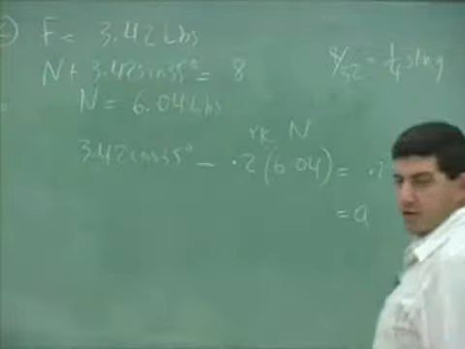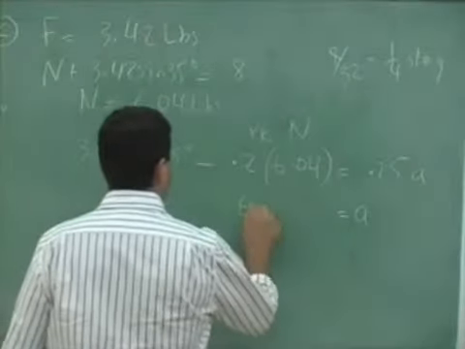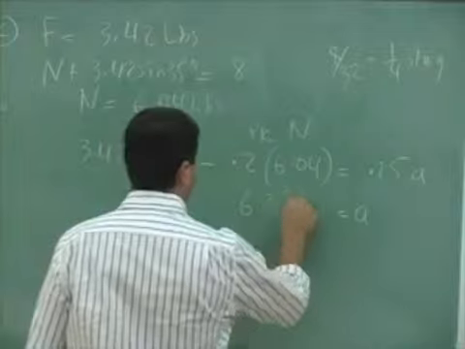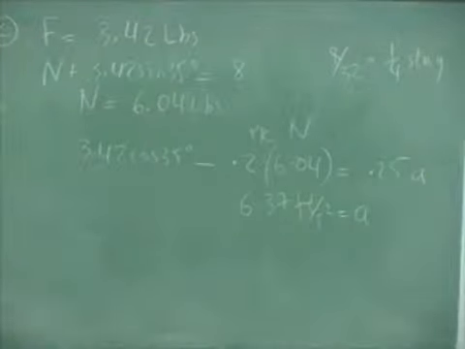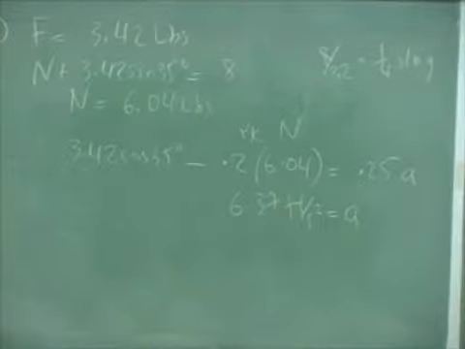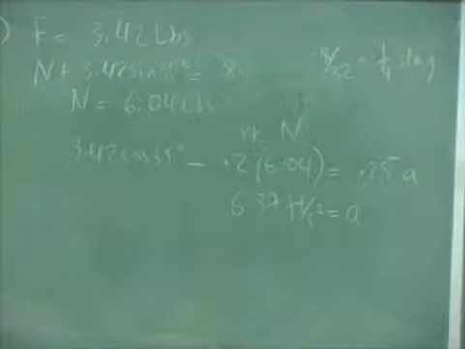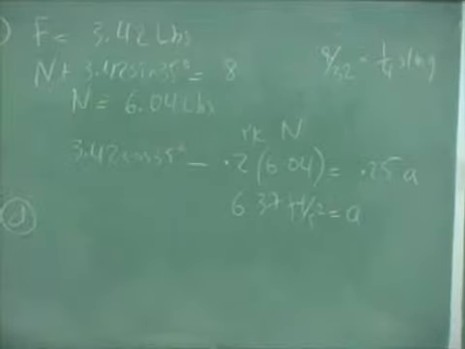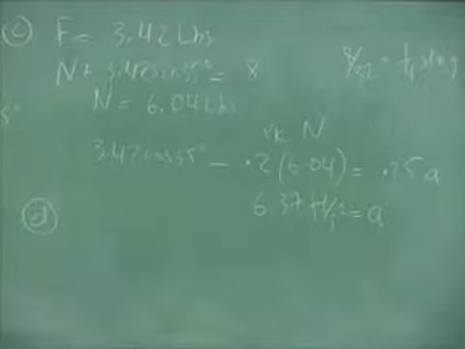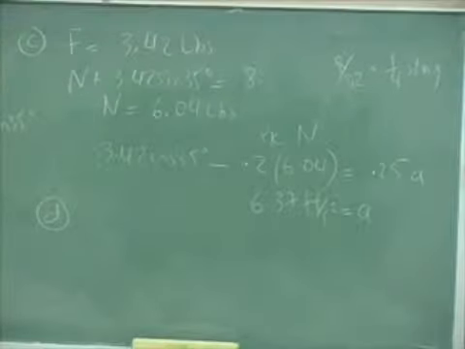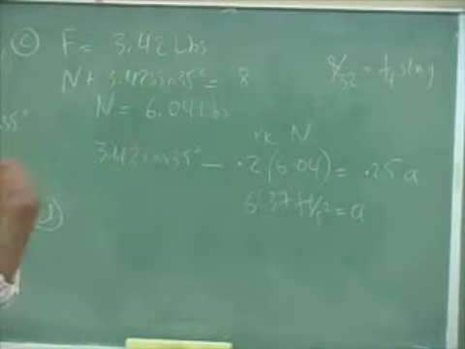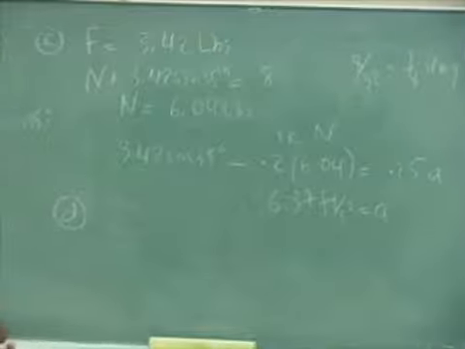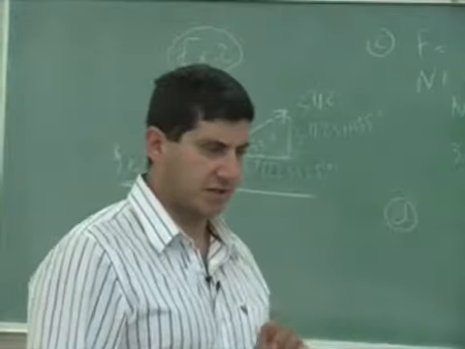Okay, so what do you get here? A is 6 feet per second squared. So it's going to accelerate at that rate. Okay, and now part D. Part D, the question was what? What is the force you need so that after it moves, it doesn't accelerate? You still pull it, but it goes at a constant velocity.